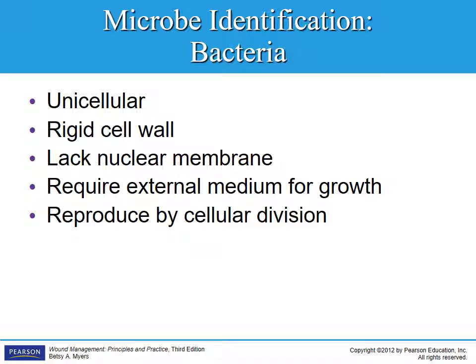Another thing is that bacteria are unicellular. There's only one cell with a rigid cell wall. They have no nuclear membrane, and so they require an external medium for growth. We talked earlier about colonization and how it gets onto the necrotic tissue and grows. It has to have that necrotic external medium to grow, and then it colonizes, or the cells divide, and that's how the bacteria grows.